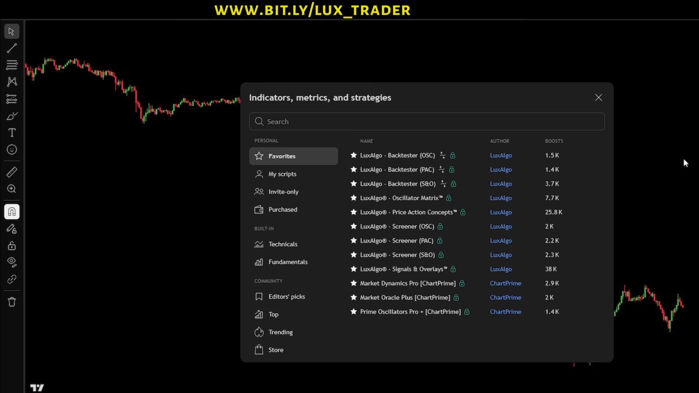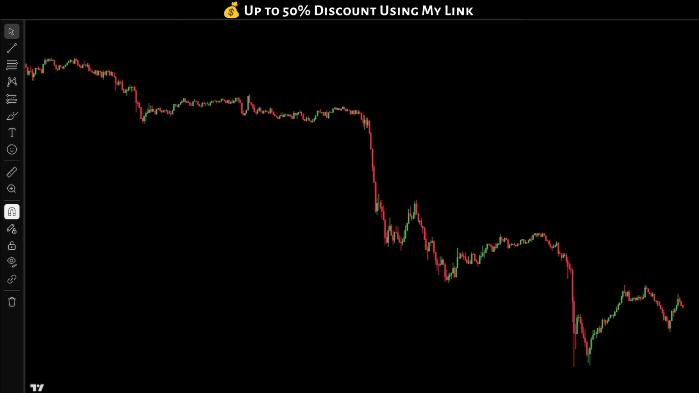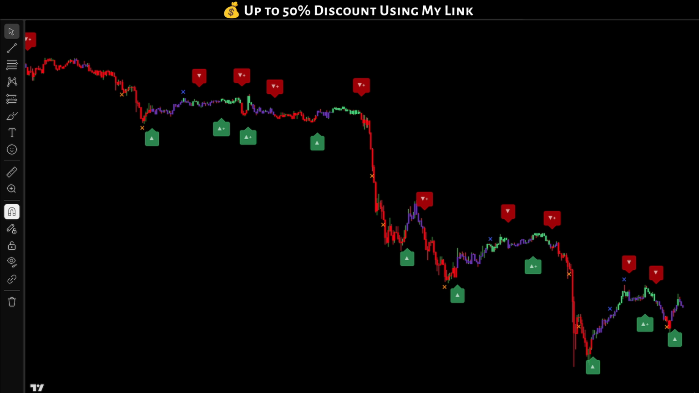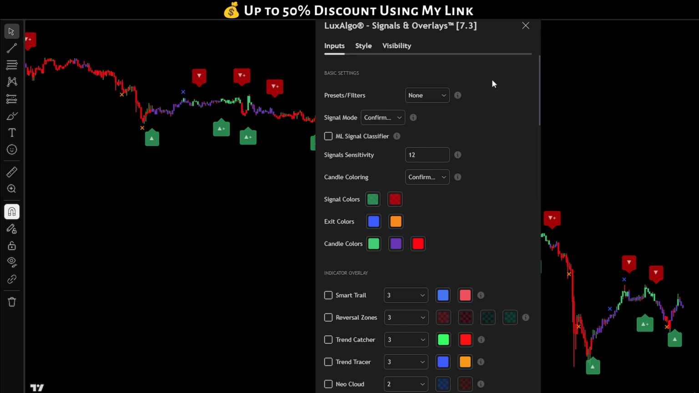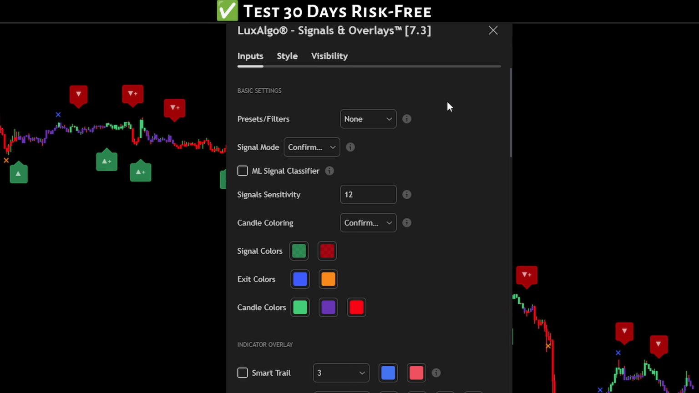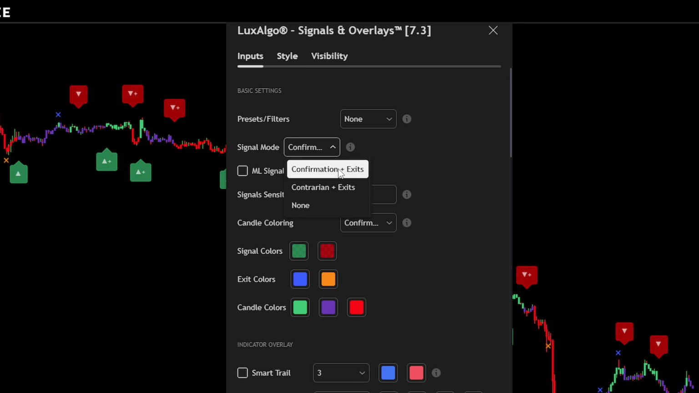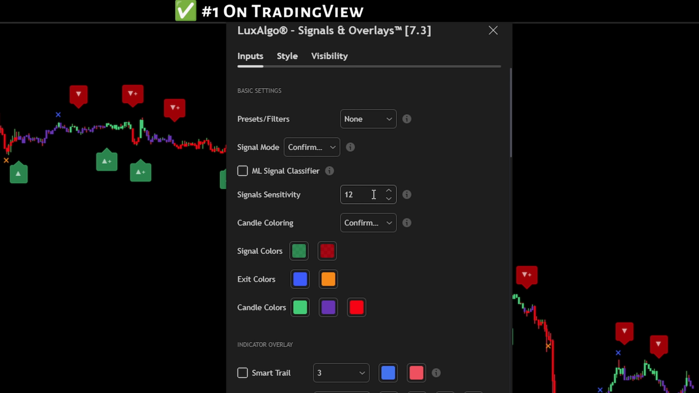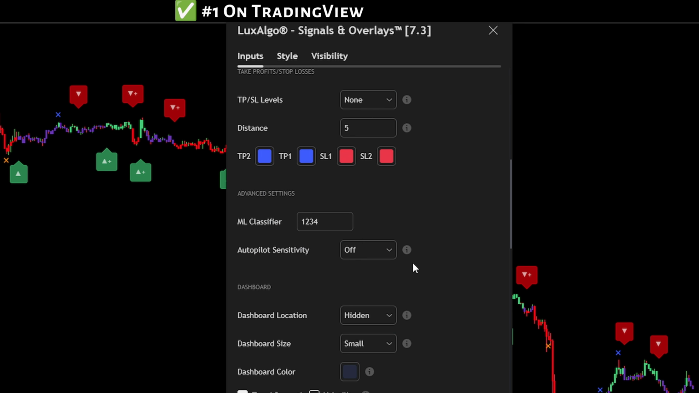Before changing any settings, let me make one thing clear. Even though this indicator looks complex, we will ignore most of it. We only need a few specific components. Everything else is irrelevant for this strategy. Now open the settings. For presets and filters, we set this to none. The signal mode is set to confirmation and exits. Signal sensitivity is set to 12. Autopilot sensitivity is turned off. And the dashboard location is set to hidden.